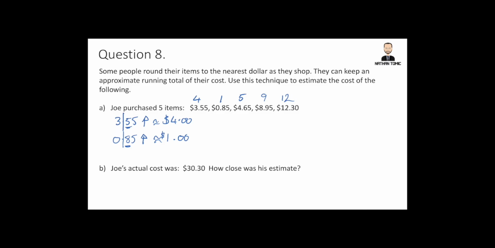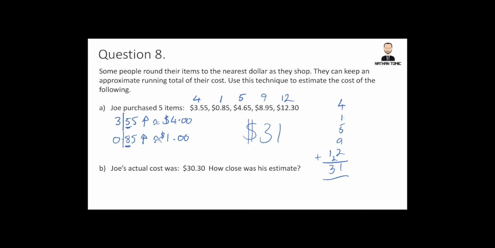Then it wants to know how close his estimate was. So what we need here is to add these up. So we have 4, 1, 5, 9, and 12. So 4 and 1 is 5, and 5 is 10, 19, 21, and 2 and 1 is 3. So we're saying his rounded estimate is $31.